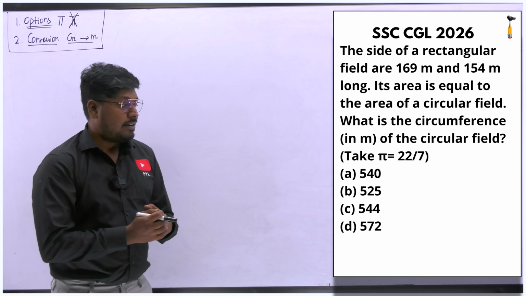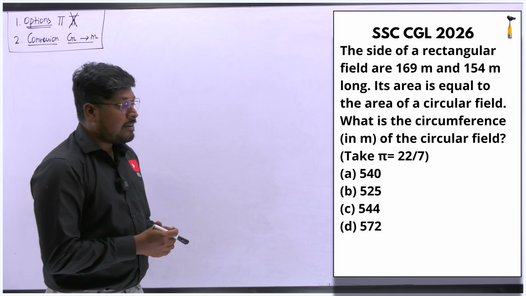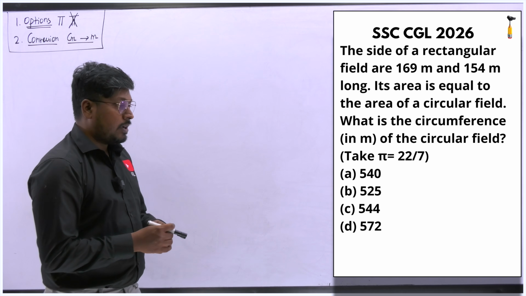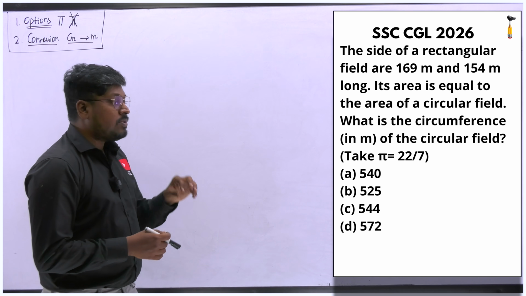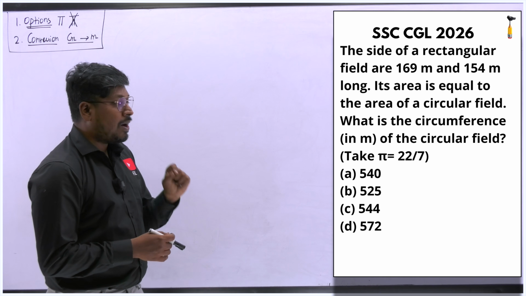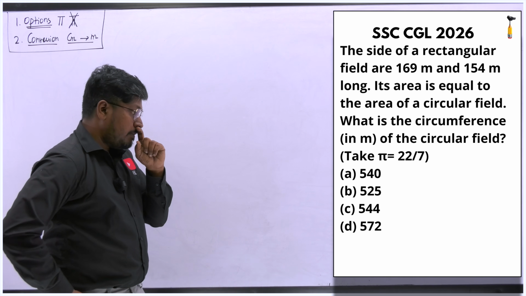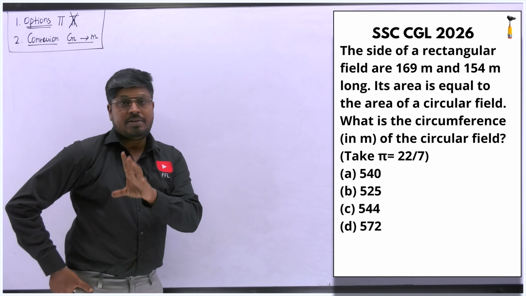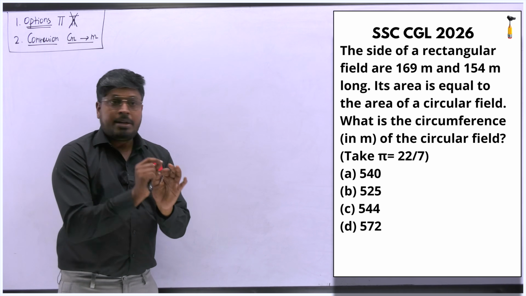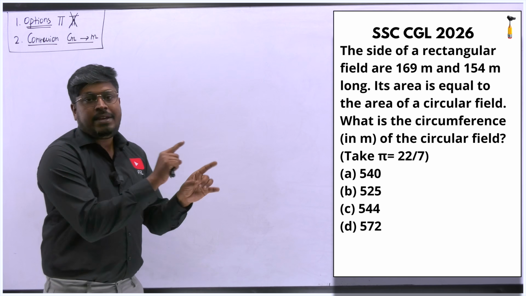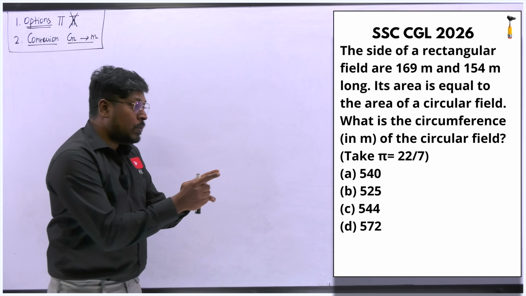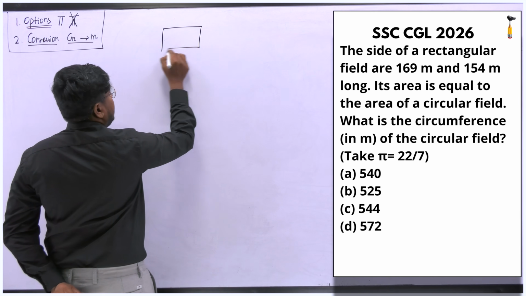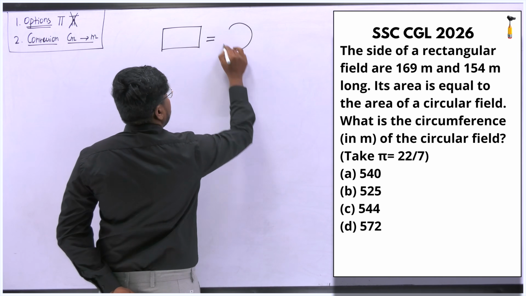Question number 11. The sides of a rectangular field are 169 meters and 154 meters long. Its area is equal to the area of a circular field. What is the circumference of the circle? Our target is to find the circumference of the circle. But they have given an important point: the rectangular field area is equal to the area of the circular field. Both are the same, right?